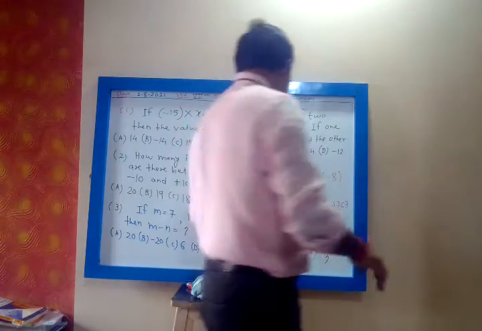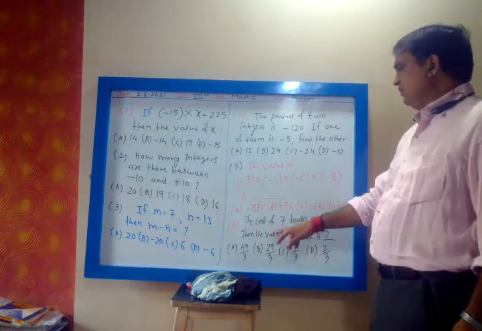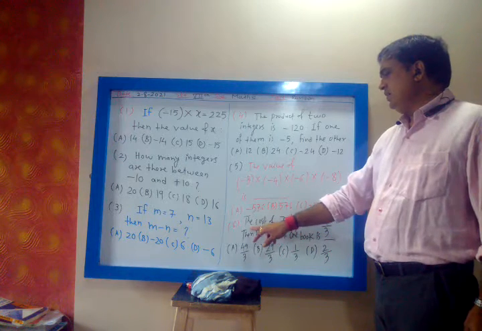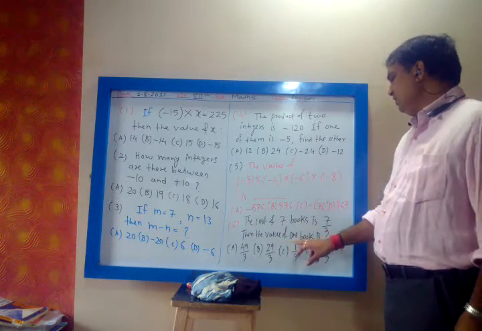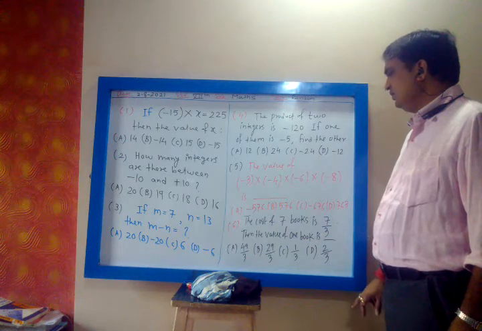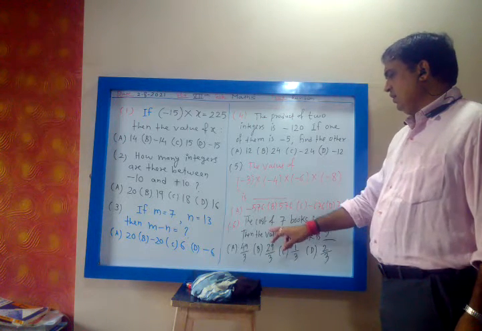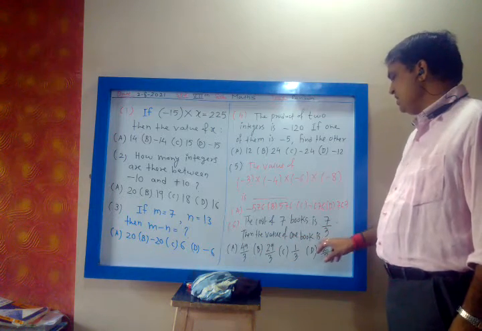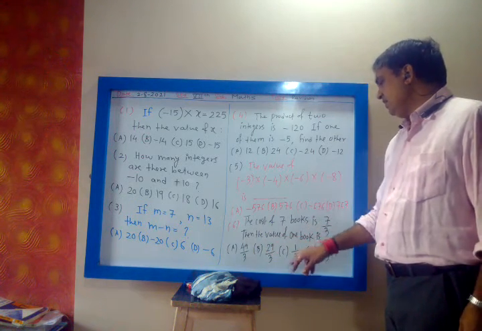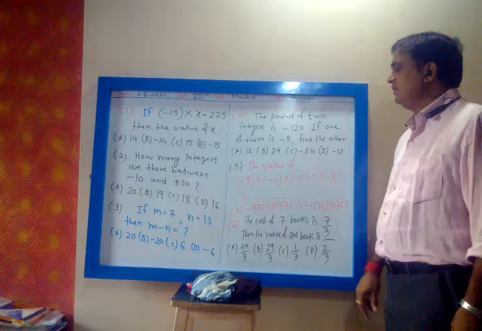Sixth question, I am reading. The cost of 7 books is 7 by 3. Then the value of one book is: 49 by 3, 29 by 3, 1 by 3, 2 by 3.